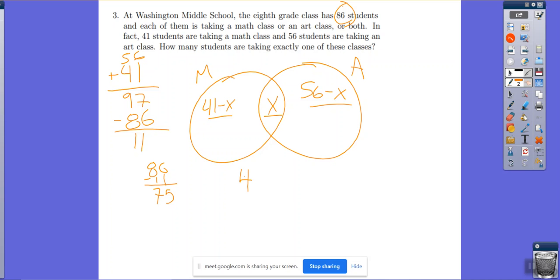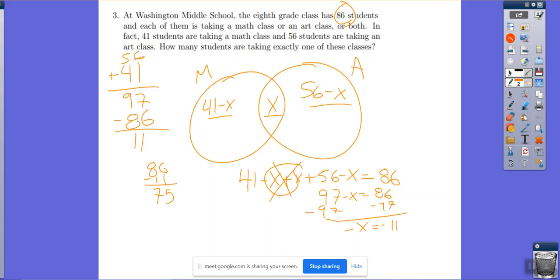So I would have done 41 minus X plus 56 minus X. So these two cancel out. It's not that difficult, Walter. So 41 plus 56, that's your 97 right there, minus X is equal to 86. So then minus 97, and you get negative X is equal to negative 11, so clearly X is equal to 11.